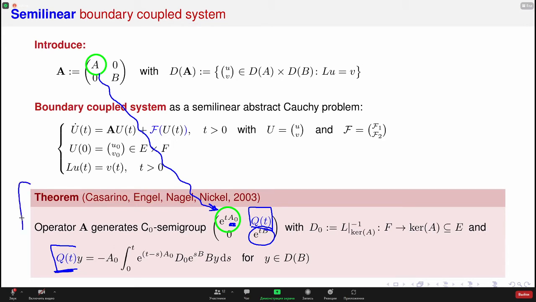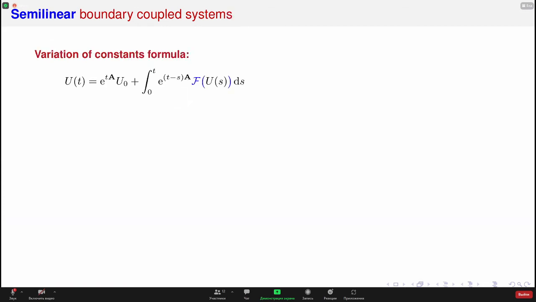So this is our main theorem, which we use in order to prove our main theorem. How to formulate, how to define a numerical method from this abstract Cauchy problem. So first of all, we can write the variation of constants formula, and then we have the exact solution to this problem.